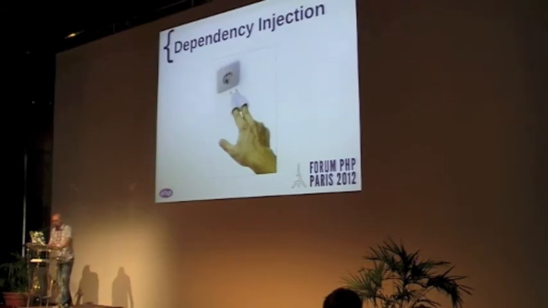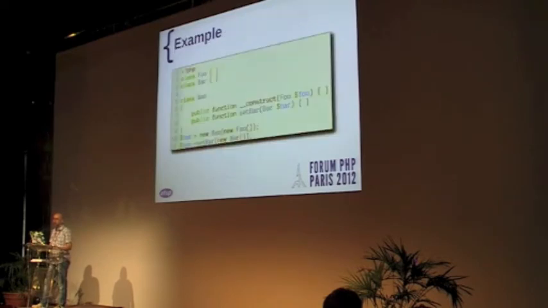Okay, what is dependency injection? Very, very simple. Instead of having hard-coded dependencies inside your classes, you can just pass the object that you want to use in the constructor, for instance, or using a method like a setter. Here is just an example. We have three classes: foo, bar, and buzz. And the class buzz uses the foo and the bar classes. That means the class buzz needs two other components, two other objects in order to work.